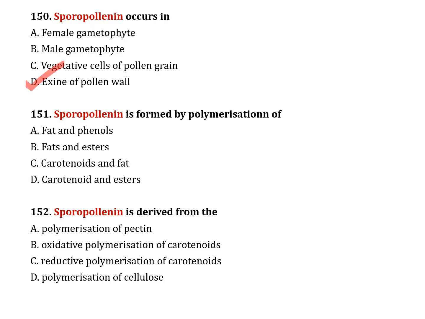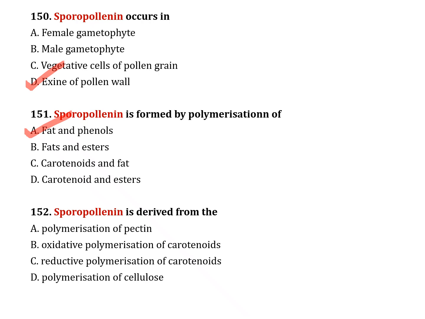The next question, number 151. Sporopollenin is formed by polymerization of option A, fat and phenol. Option B, fat and ester. Option C, carotenoid and fat. Option D, carotenoid and ester. Correct answer is option A, fat and phenols.